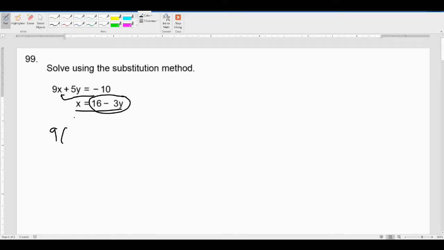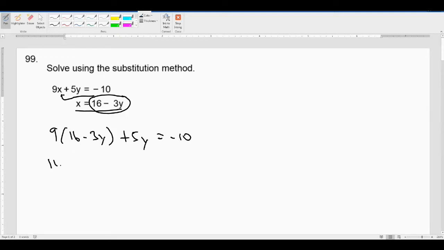So I'll take that x and we're going to replace it with what it equals down here, 16 minus 3y. Then close it. So now instead of 9x we've got 9 times that. And then write down the rest of the first equation, plus 5y equals negative 10. The reason why we do that is because now we have an equation that has nothing but y's as the variable, and not two different variables like this one did. So now let's multiply this out.